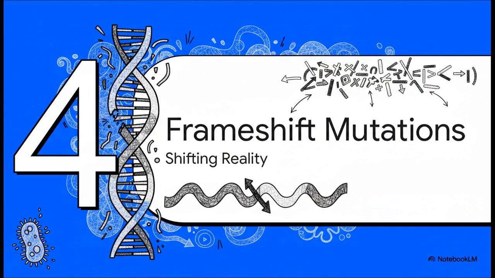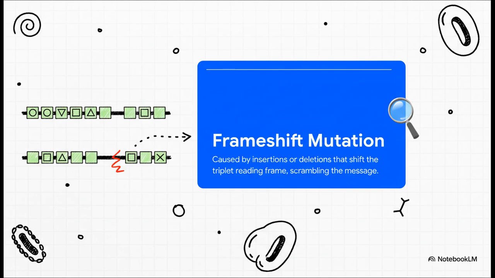You'd think a premature stop codon is as bad as it gets, right? Well, not necessarily. There's another class of mutation that can be even more chaotic because it doesn't just mess up one codon, it messes up every single codon after it. This brings us to the aptly named frameshift mutations. The whole key here is the reading frame.